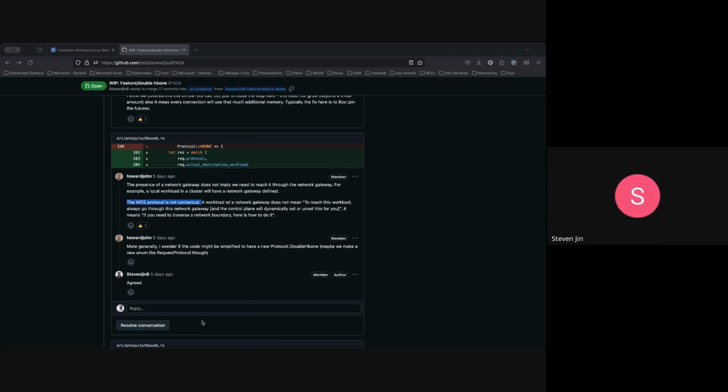Yes. So you give it, say, a service VIP, and then the existing code will resolve to a workload, and I'm starting off at the point where I have a workload that I want to connect to, which might be my east-west gateway. Okay, gotcha.